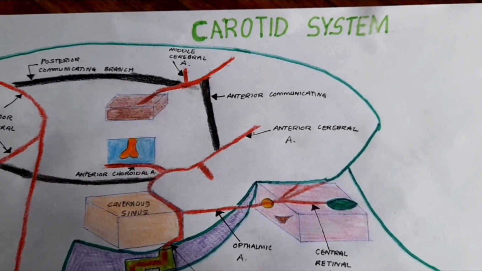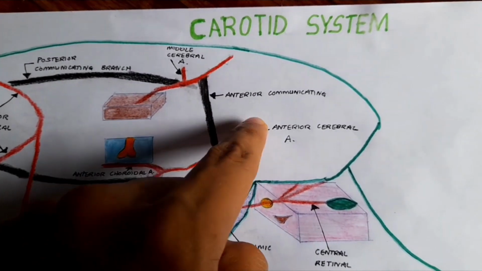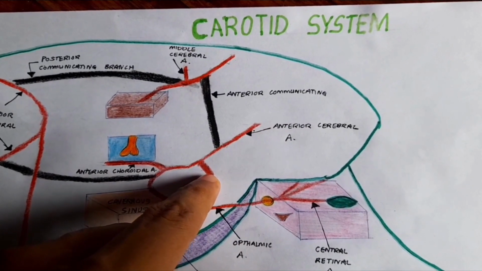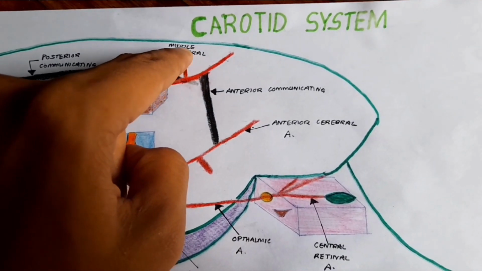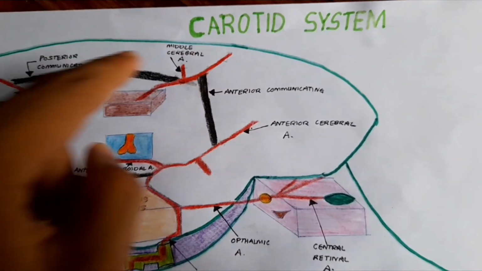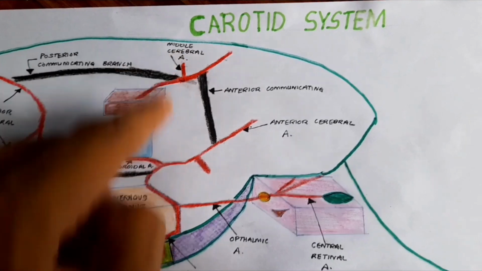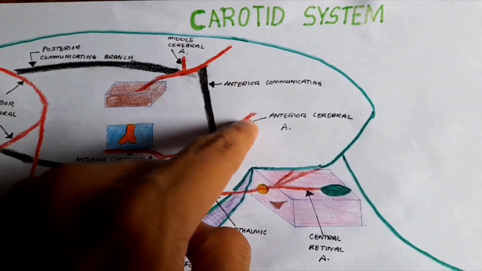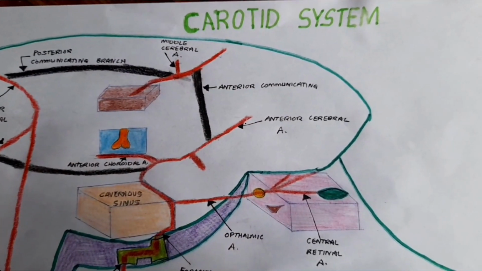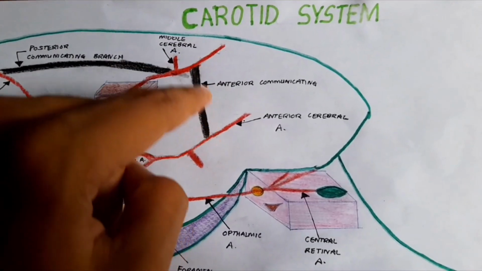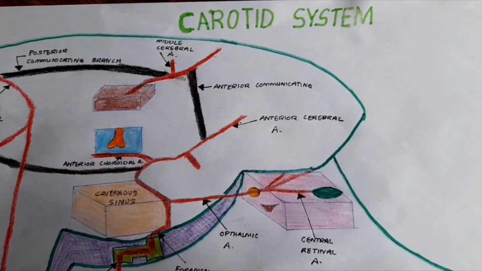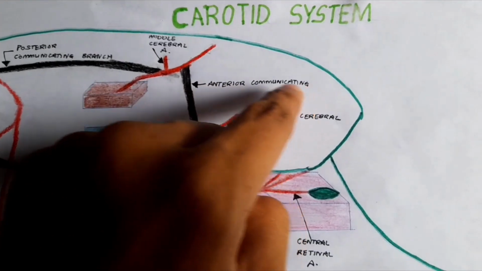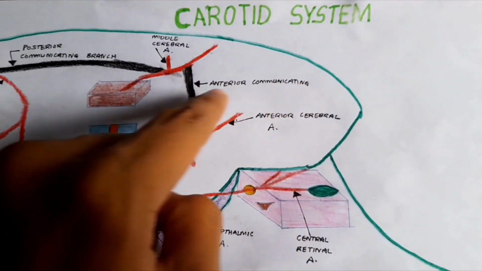Now in order to prevent confusion, whatever it is here, the anterior cerebral artery and the middle cerebral artery, the same thing is here on top. This is the middle cerebral artery. This one is also the middle cerebral artery. This one is the anterior cerebral artery, and same thing here. So now these two need to be connected together, and what connects them is this anterior communicating artery.